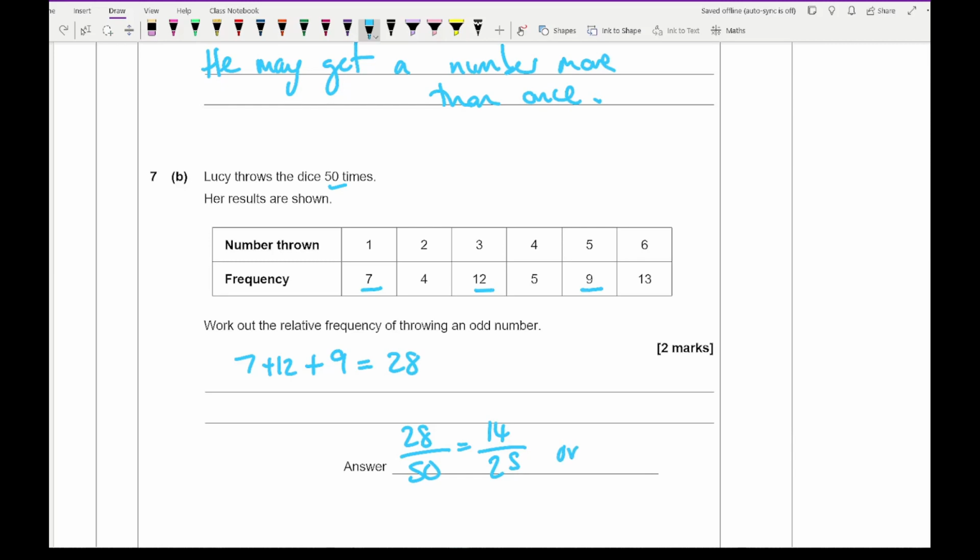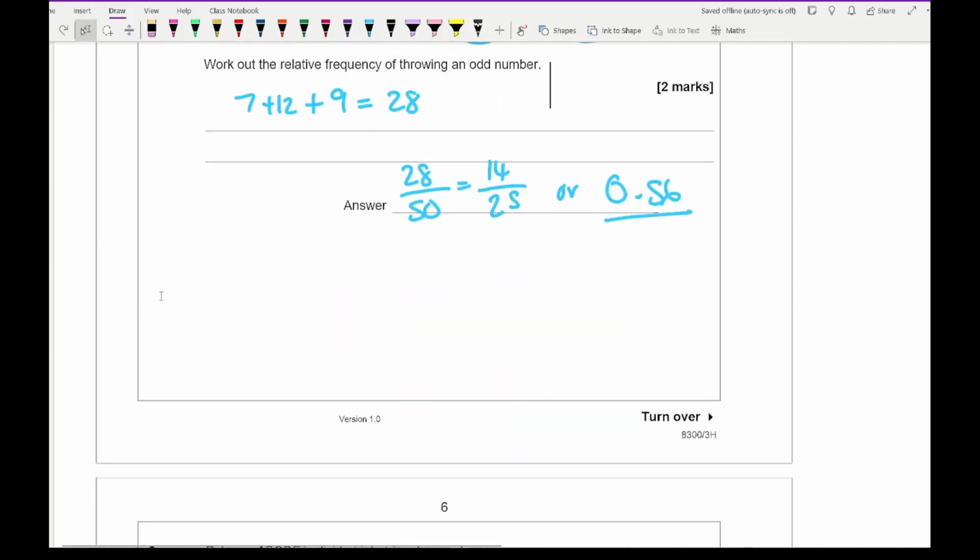Or if you want to write it as a decimal, you should have 0.56. But to show evidence that you're adding those two numbers up, writing 28 should get you the 2 marks.